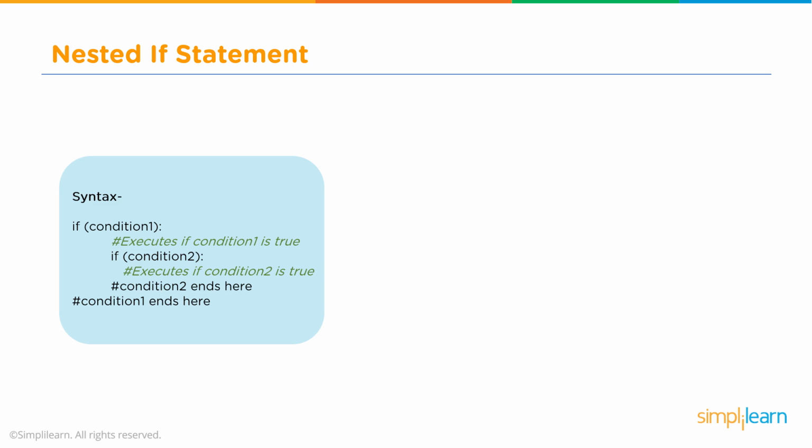Now you can have as many levels of nesting as required, but of course the more nesting you have, the less optimized the program is. So you should always try to minimize or if possible completely avoid nested ifs.